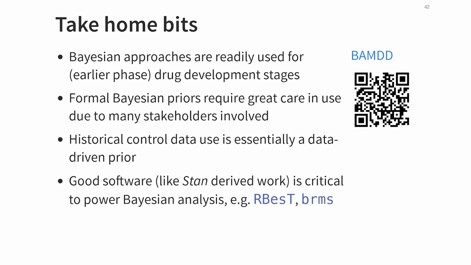Historic control data as presented, I'd summarize, is essentially a data-driven prior, which is why this is also so successful. Although the prior on tau is typically what sticks in your posterior if you want to. And really, good software like most standardized work is very critical to power these Bayesian analyses, for example RBest, or particularly nowadays, actually, I work mostly with BRMS when I attack some problem.